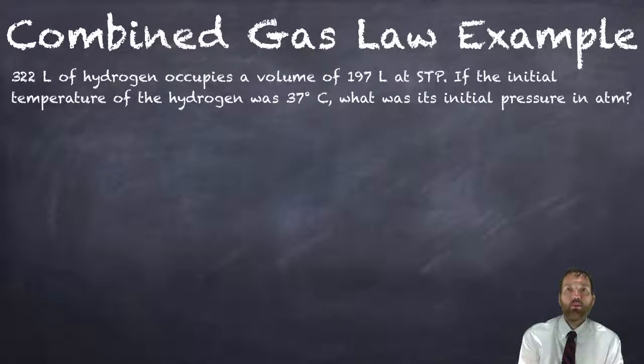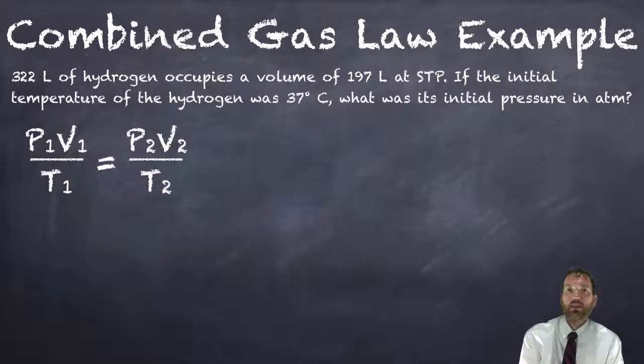So here's an example problem that would require the combined gas law. 322 liters of hydrogen occupies a volume of 197 liters at STP. If the initial temperature of the hydrogen was 37 degrees Celsius, what was its initial pressure in atmospheres? This is actually a pretty complicated question. So let's start with the combined gas law. And actually, we're always going to start with the combined gas law. I'll talk about why later in this video.